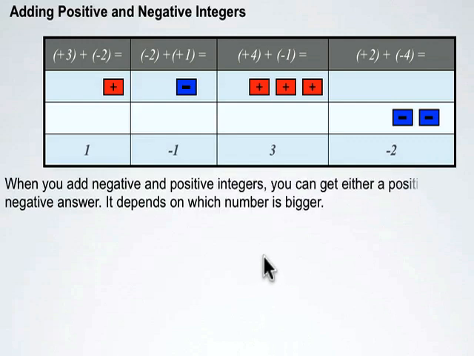So unlike when you're just adding positives and you know you get a positive, or you're just adding negatives and you know you get a negative, when you're adding positives and negatives, you can get either a positive answer, positive 1 and positive 3, or a negative answer, like negative 1 and negative 2. It really depends on which number is bigger. Is the bigger one positive or negative?